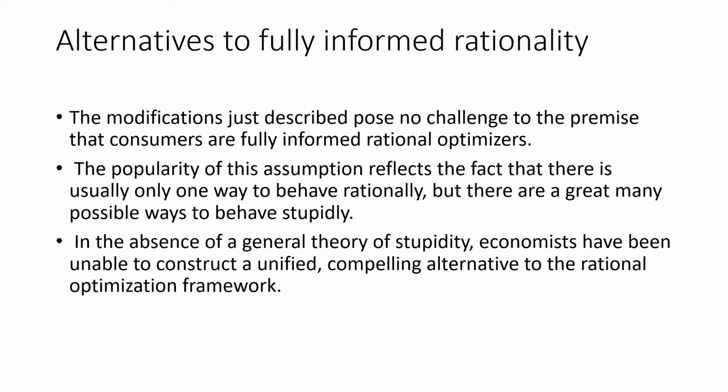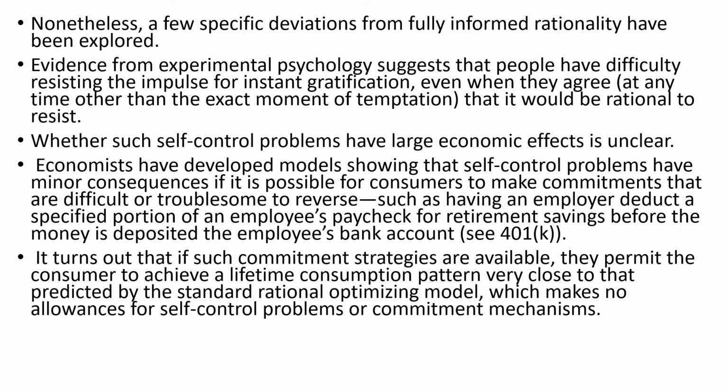In the absence of a general theory of stupidity, economists have a natural tendency to construct some unified, compelling alternative to the rational optimization framework. There have been many evidences from experimental psychology which suggest that people have difficulty resisting their impulse for instant gratification. Whether they have self-control problems or not, there are certain economic effects which are unclear. Still, economists are developing certain models which show that self-control is very important, especially when we have to think about the consequences of our consumption.